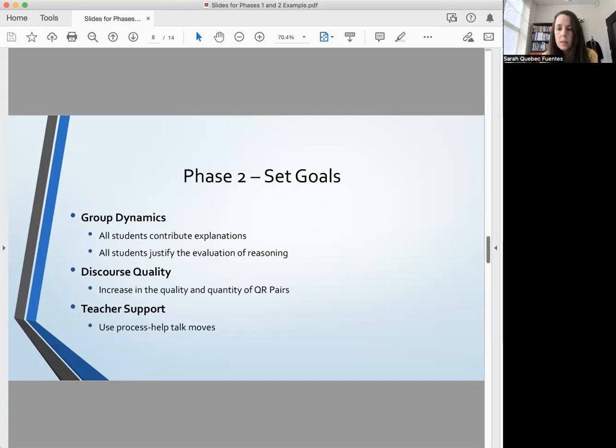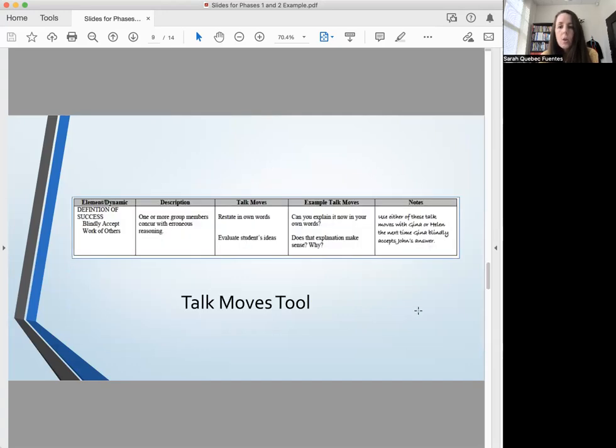To address this last goal, Warren looked at the talk moves tool. And what he noticed is that for the blindly accept work of others dynamic, there are 2 talk moves that he could use: restate in own words and evaluate students' ideas. And so he chose to focus on integrating these talk moves into his practice.